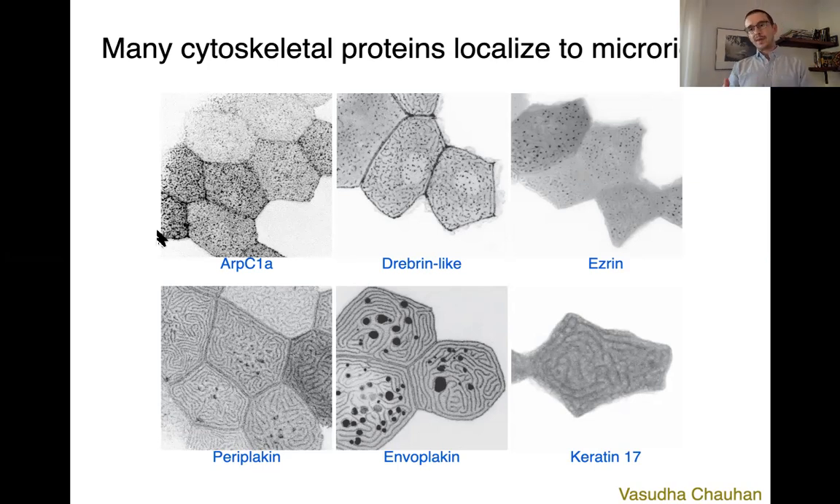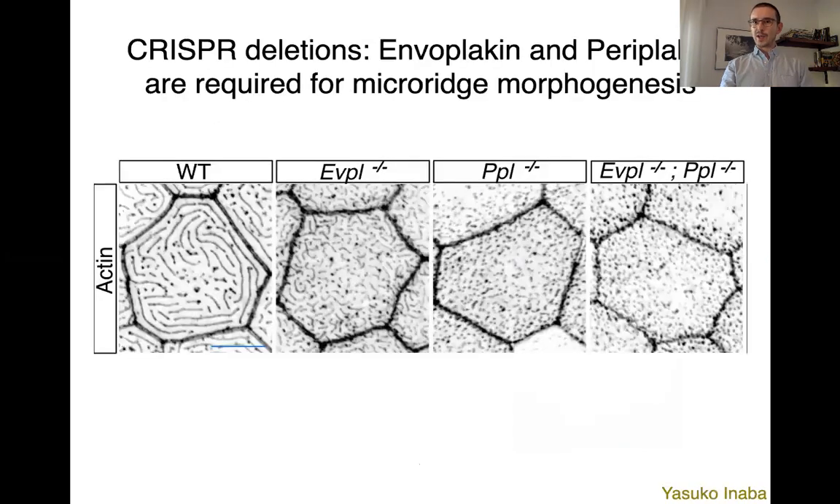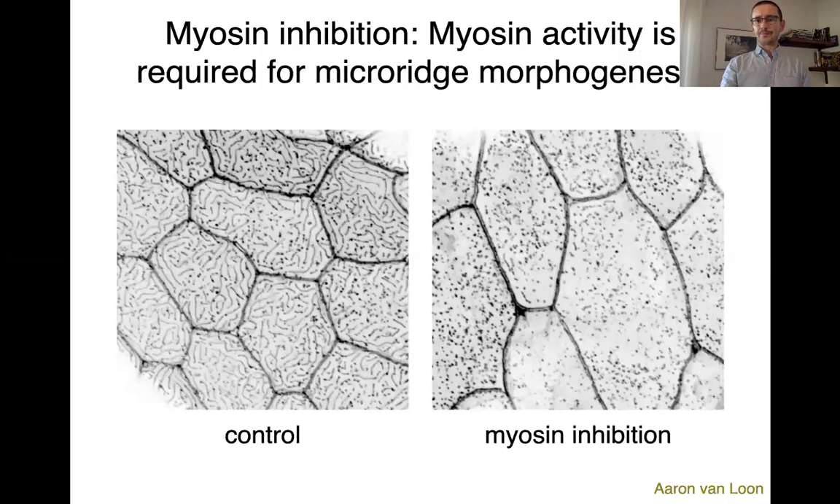So once we have these candidates and we want to understand their function, then we can go in with genetic techniques. For example, creating CRISPR deletions of these genes that create mutant zebrafish, and then look at these microridges. And for example, envoplakin and paraplakin, these super interesting proteins that I wish I had more time to tell you about today, are absolutely required for this early process of microridge precursor coalescence.